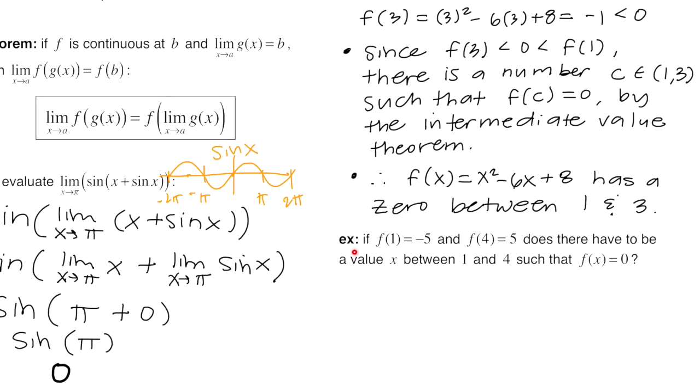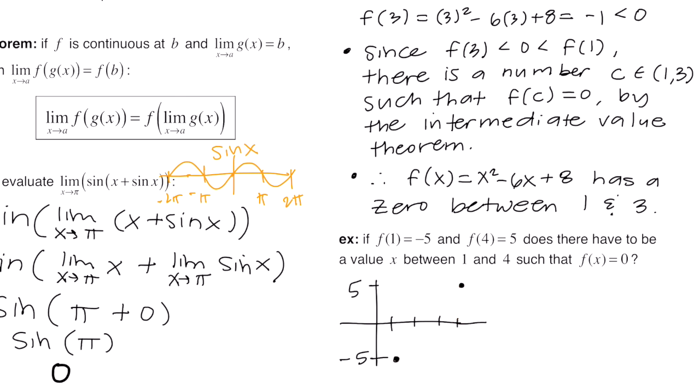The last example says if f of 1 is -5 and f of 4 is 5, does there have to be a value x between 1 and 4 such that f of x equals 0? So I drew a diagram. We have f of 1 is -5, f of 4 is 5. This is not drawn to scale.